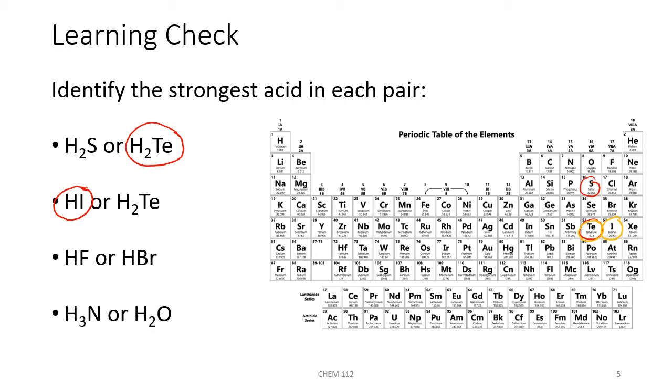HF versus HBr, we would find fluorine, and then we would find bromine, and we're once again in the same family now. So bromide anion is going to be more stable than fluoride anion because it's larger. So that would make hydrobromic acid the stronger acid. And then lastly, NH3 or H2O. So we would want to compare nitrogen to oxygen, and those are in the same period. So oxygen is more electronegative, and that's going to be the stronger acid, water would be, compared to ammonia.